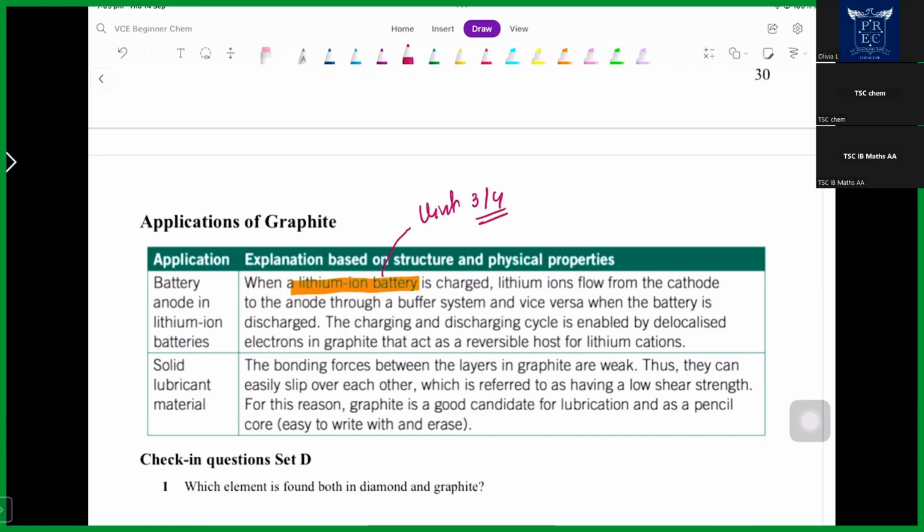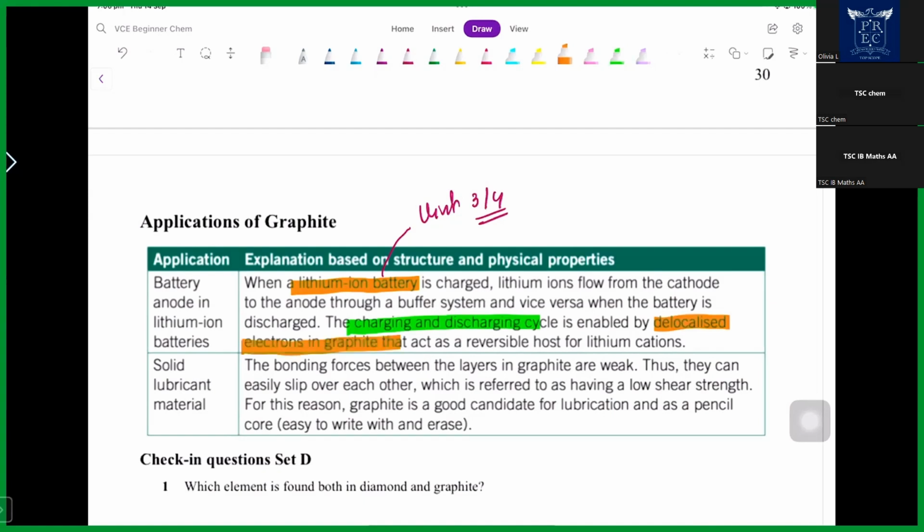What is more important is that they are able to charge and discharge because it's a rechargeable battery. Remember? Do you know where the lithium ion batteries are? Any rechargeable battery, and your Tesla car has a lithium rechargeable battery. So lithium ion is mainly for rechargeable use. So you have to use charging and discharging cycles. It's enabled by this delocalized electron.